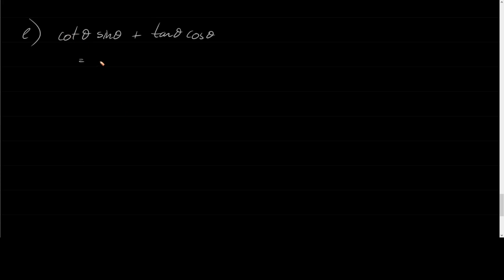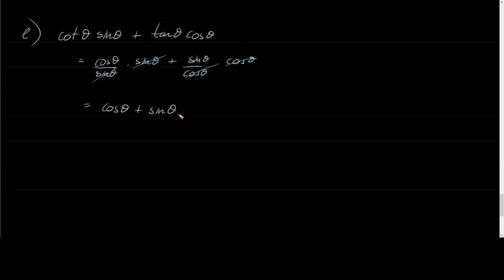Cotangent is cosine over sine. So I have cosine theta over sine theta, and that times sine theta. Tangent is sine theta over cosine theta. So I have that times cosine theta. And simplifying here, I see that these sines cancel out and these cosines cancel out. So that would give me simply cosine theta plus sine theta, and there's not really anything else that we can do there. All right, that would be as simplified as it can get there.